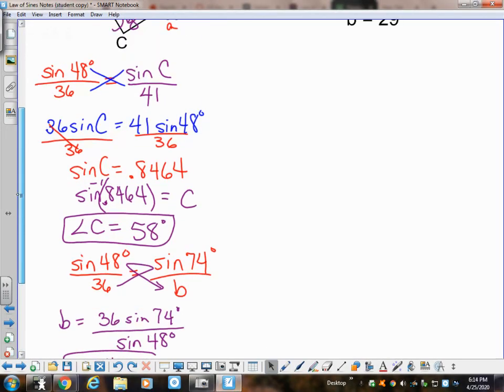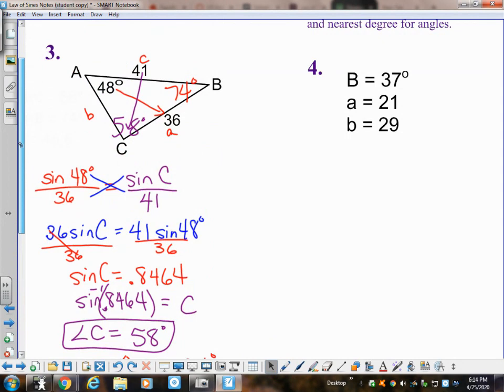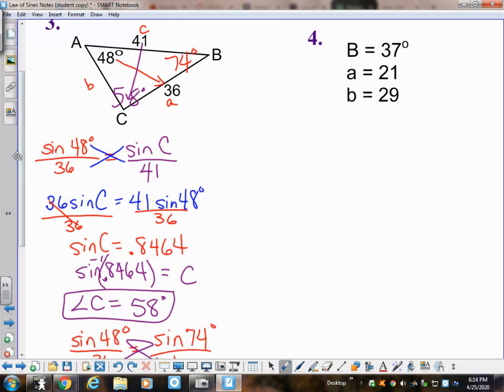Okay, and then the last one, all the way up here, this one they did not draw for us. All right, so I'm going to go ahead and draw a graph here. Okay, A, B, C. This is going to be little a, little c, little b. And then what did they give us? Well, they gave us angle B is 37. They gave us little a, which is 21, and little b, which is 29.